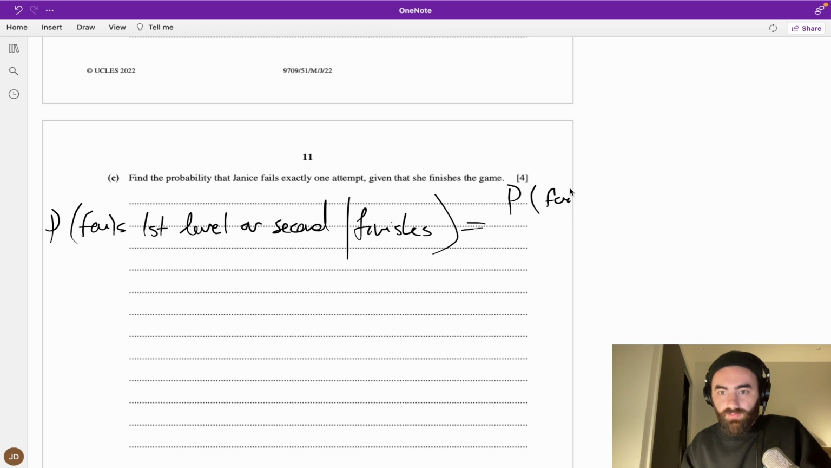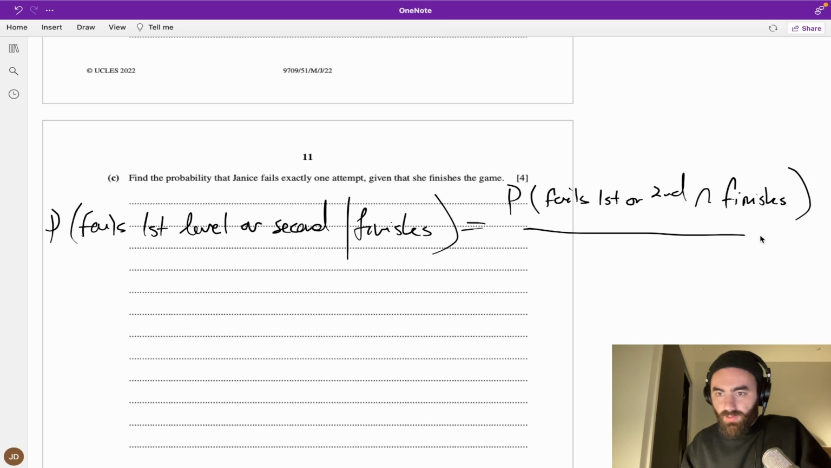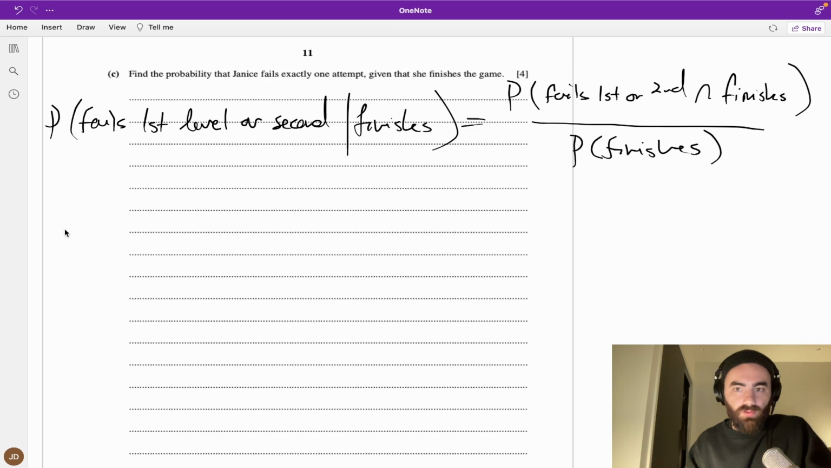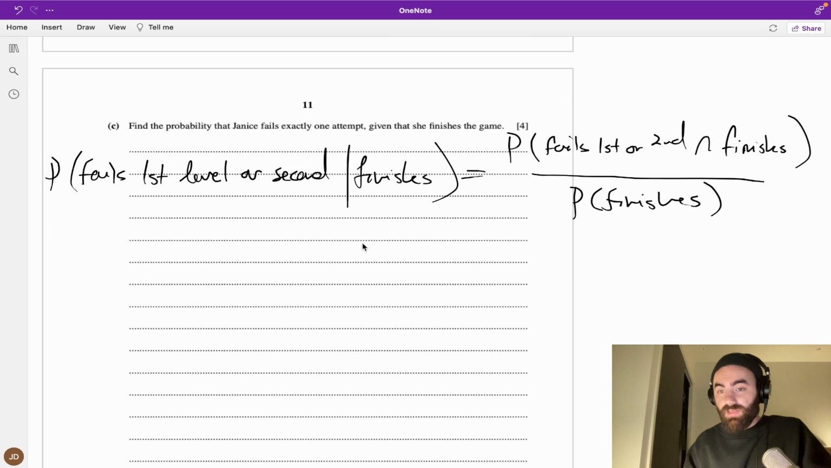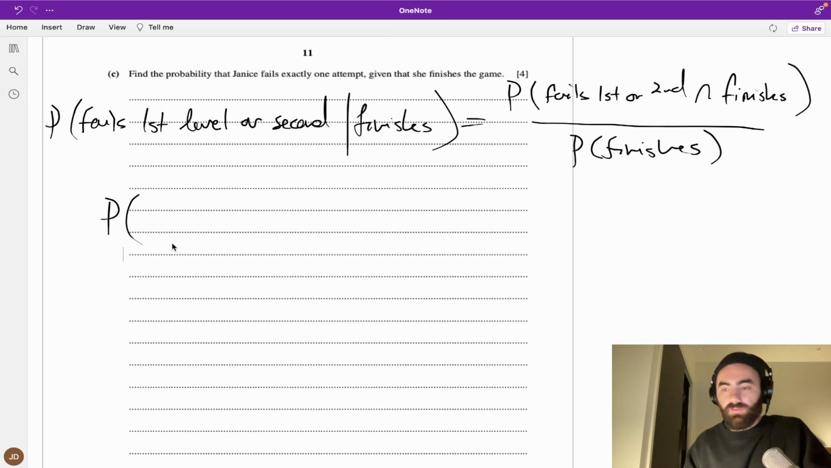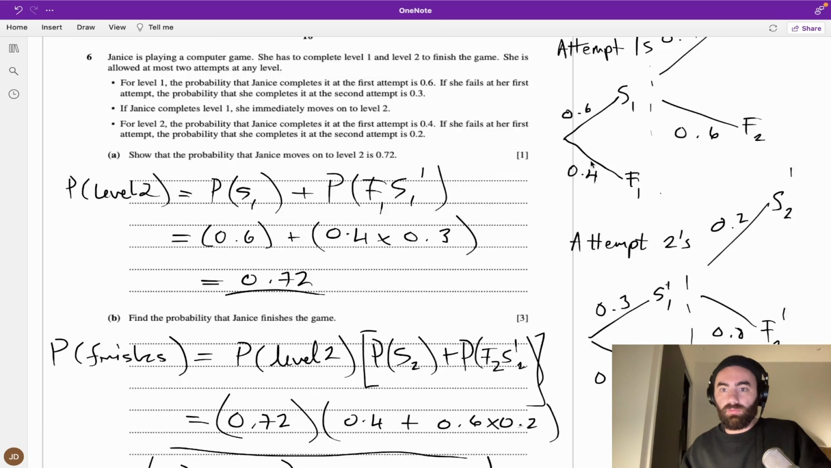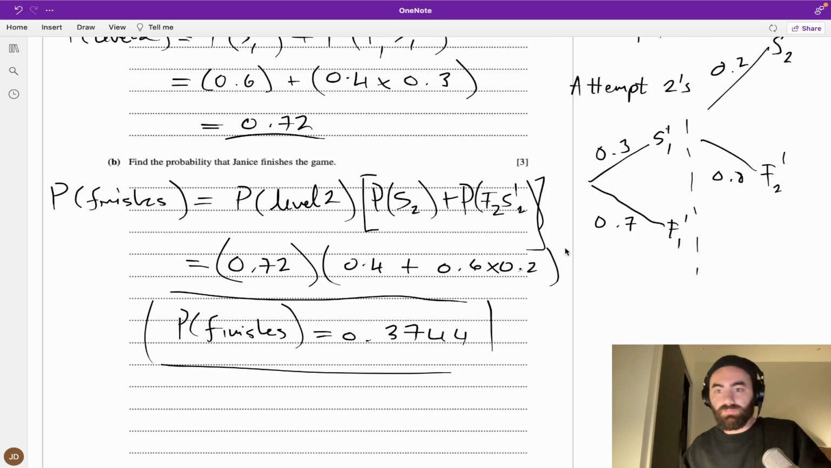So fails first or second, and finishes. It's the notation, and finishes, divided by the probability she finishes, which we already have. So we need to find this. So what is this? So the probability that she fails on the first attempt, and then finishes. So the probability she fails on the first attempt is 0.4.